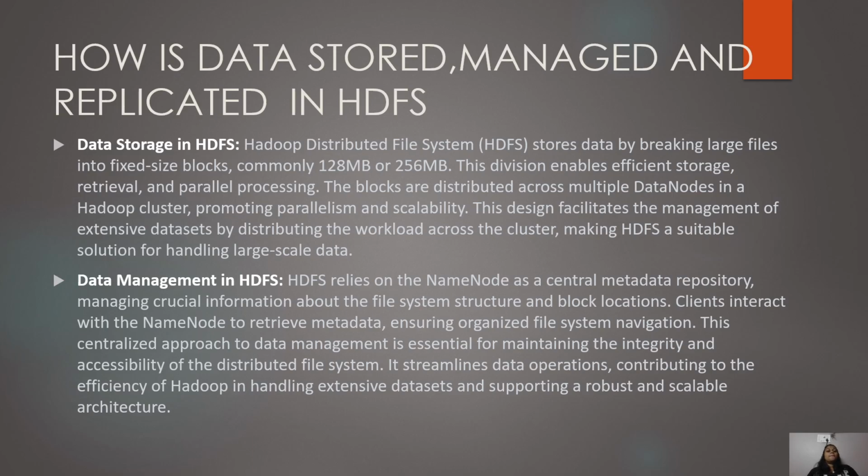The next topic which we'll be discussing is how data is stored, managed, and replicated in HDFS, that is the Hadoop Distributed File System. First, we have the data storage. The Hadoop Distributed File System stores data by breaking large files into fixed size blocks, commonly 128 MB or 256 MB. This division enables efficient storage, retrieval, and parallel processing.